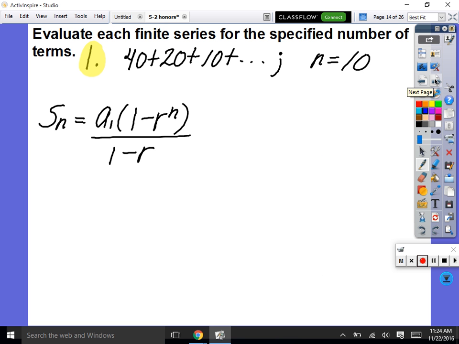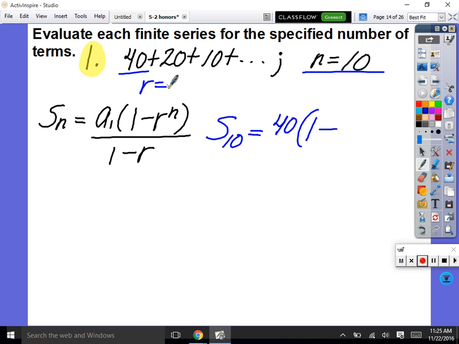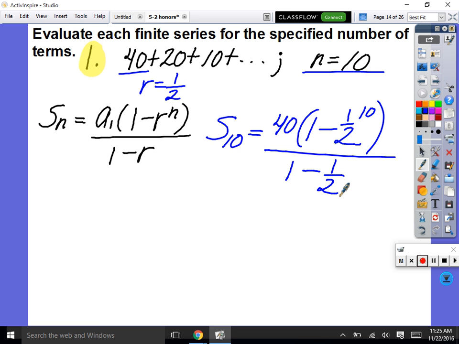It says, evaluate each finite series for the specific number of terms. So we're summing up 10 terms. That makes it really easy on us. So we'll do S of 10. A sub 1 is 40 times 1 minus the common ratio. Are we multiplying by 1/2, everybody? 10 divided by 20 is a half. 20 divided by 40 is a half. So our r is a half. So we'll be doing 1 minus a half raised to the n, so raised to the 10th, and then divided by 1 minus a half.